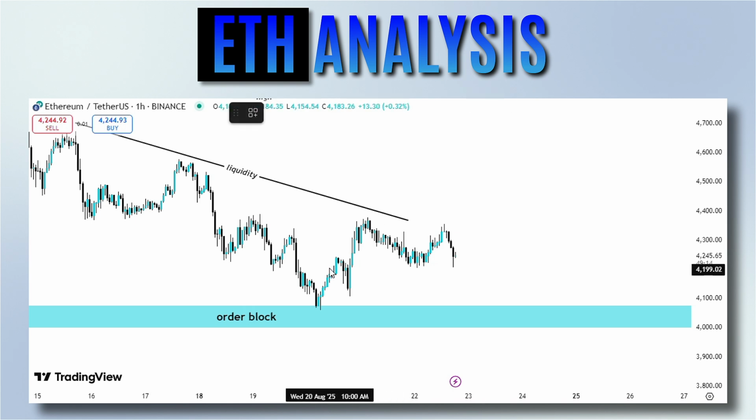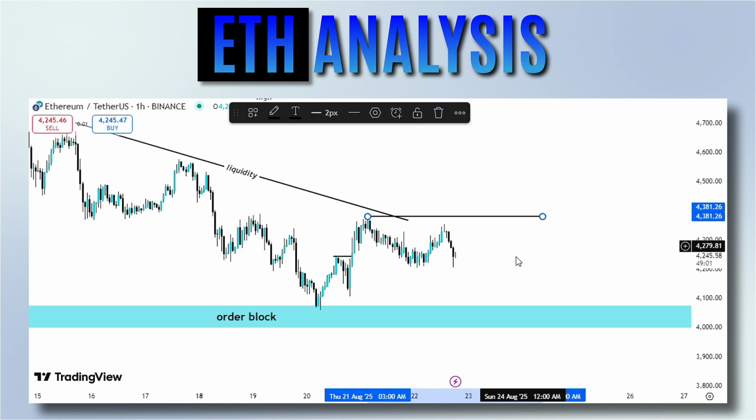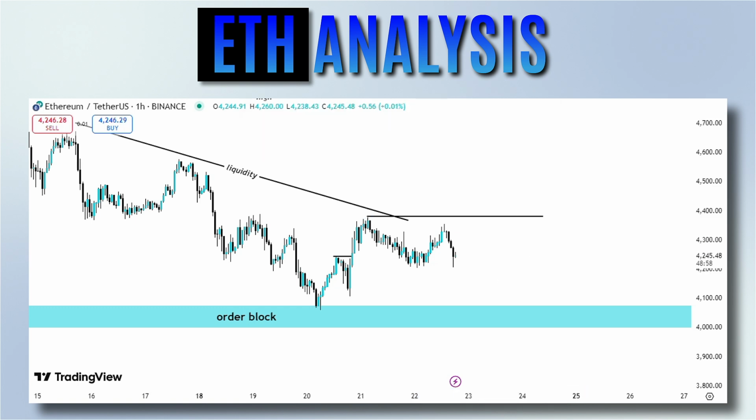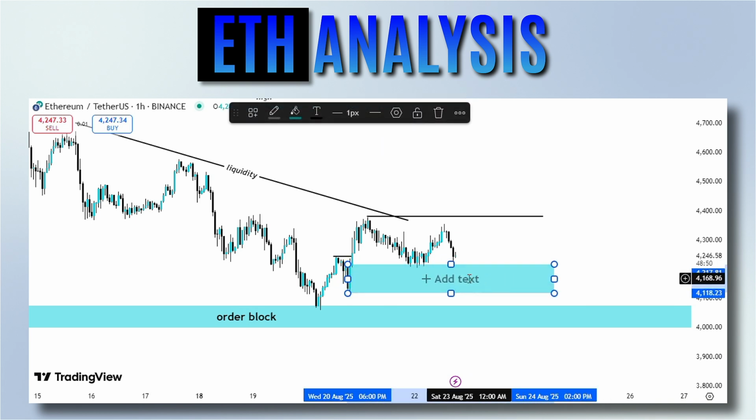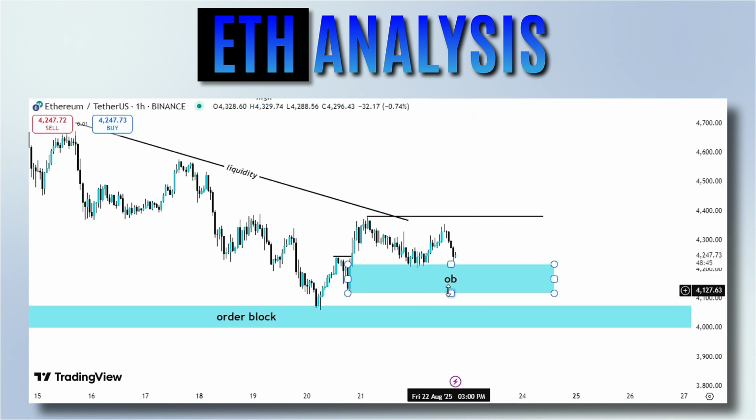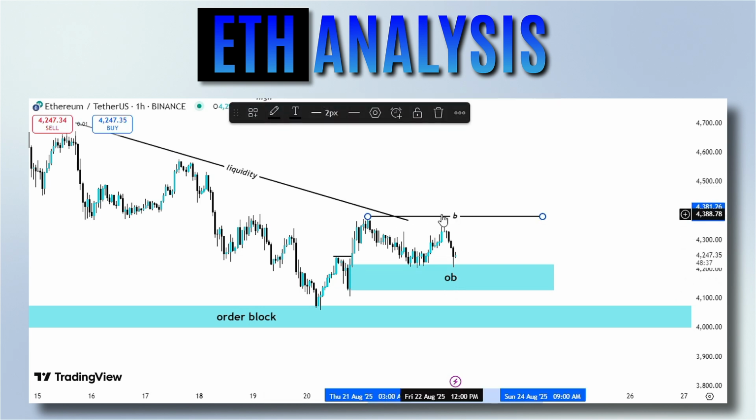Finally, let's drill down to our execution time frame, the 15-minute chart, to map out our trade. This chart gives us a clear and refined plan. The price has pulled back into a 15-minute order block, OB, which sits inside the larger time frame zones. This provides a precise, low-risk entry area. The trade idea is as follows: entry, a long position from within this blue order block. Stop loss, placed just below the low of this order block. Take profit, the target is the recent high, which is the BOS level.